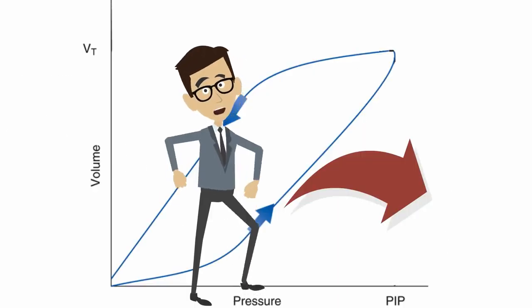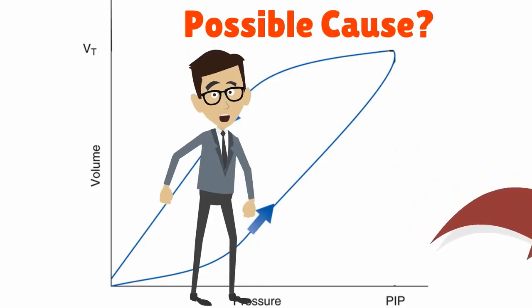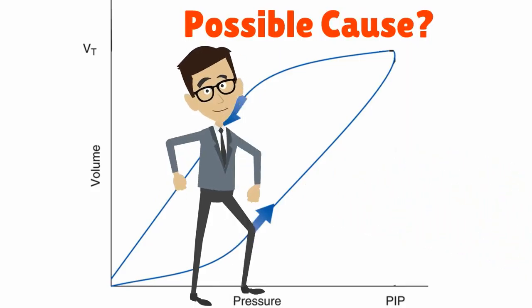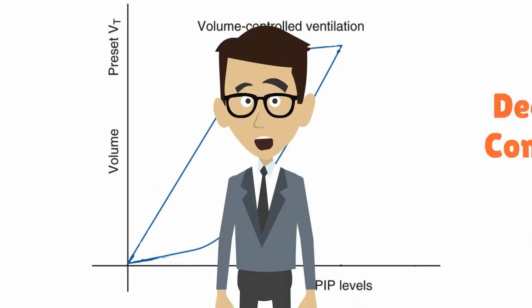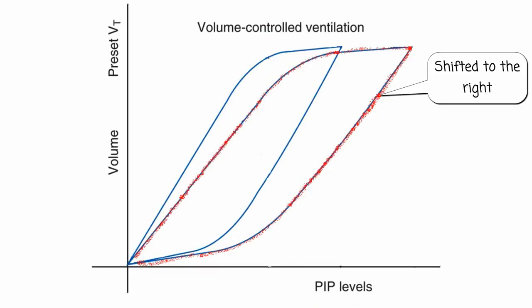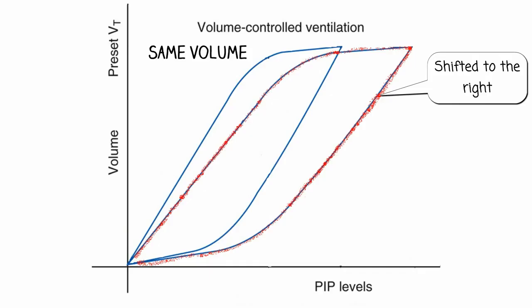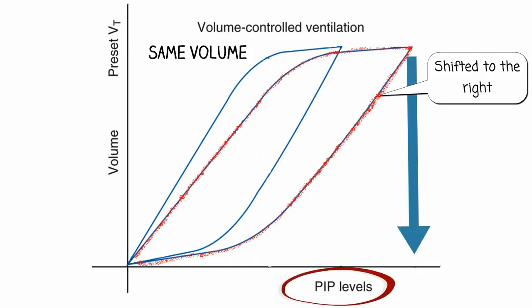Well, what if this waveform is not in the center? What if it has shifted or moved to the right? What can cause that? A shift to the right normally means that the lung has gotten worse. There's a decrease in compliance. For example, if the patient is on volume control and the lung shrinks, the ventilator still will give the same volume, but notice that the pressure inside the lung has increased.